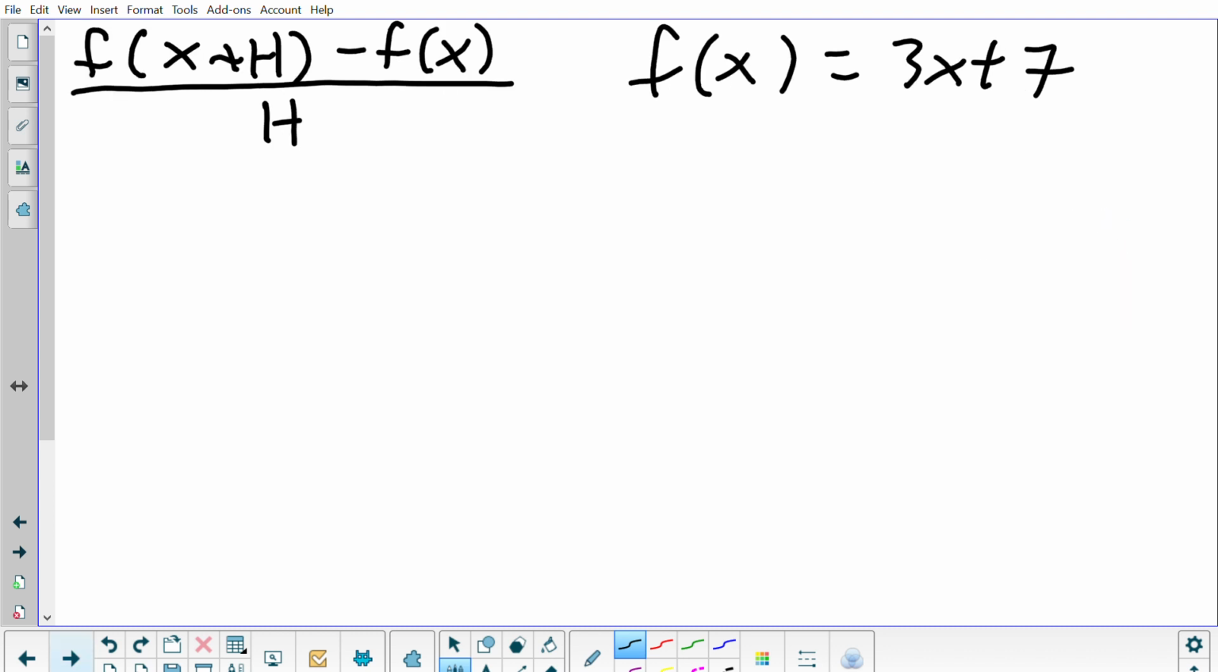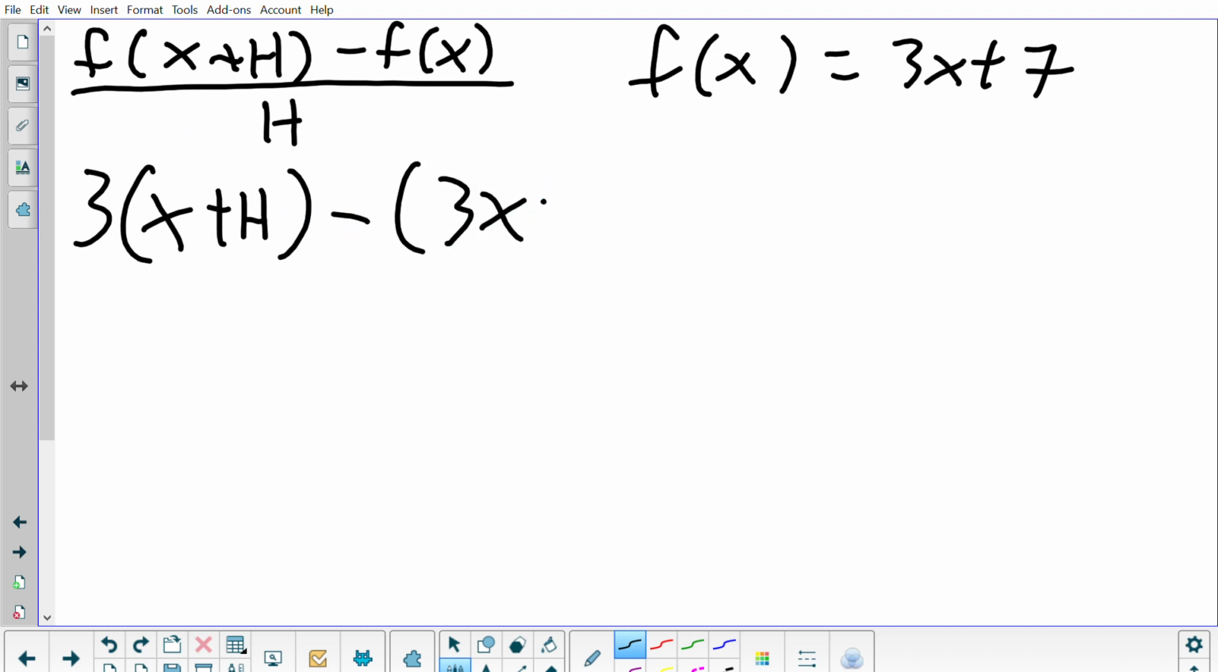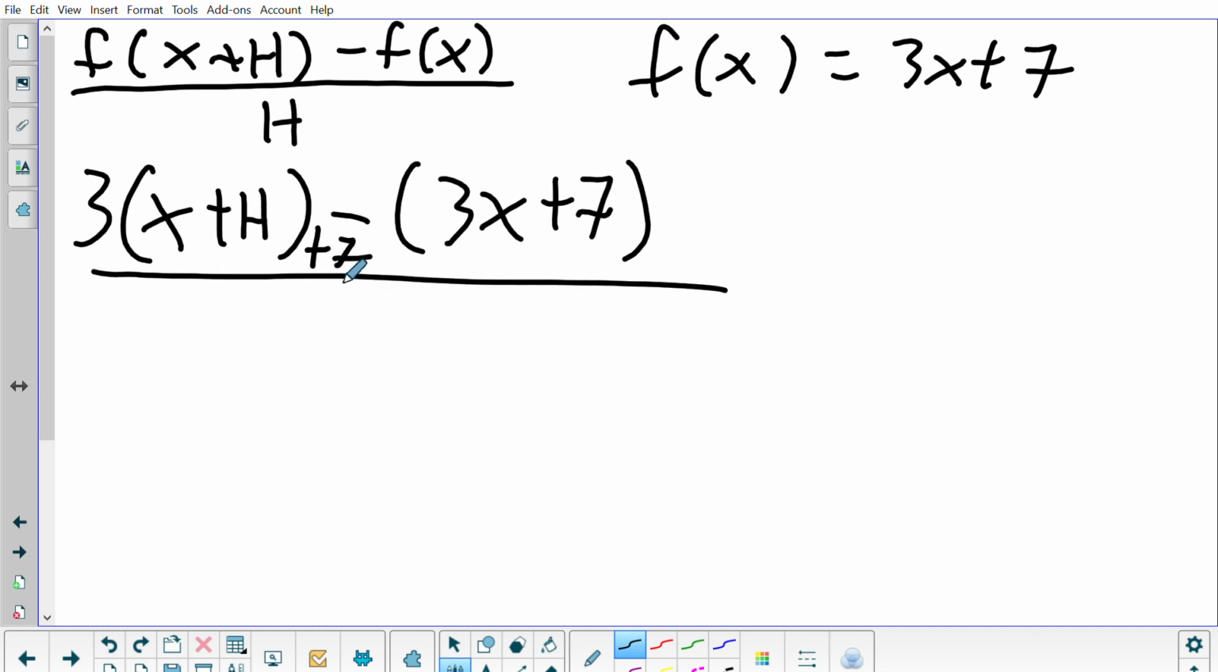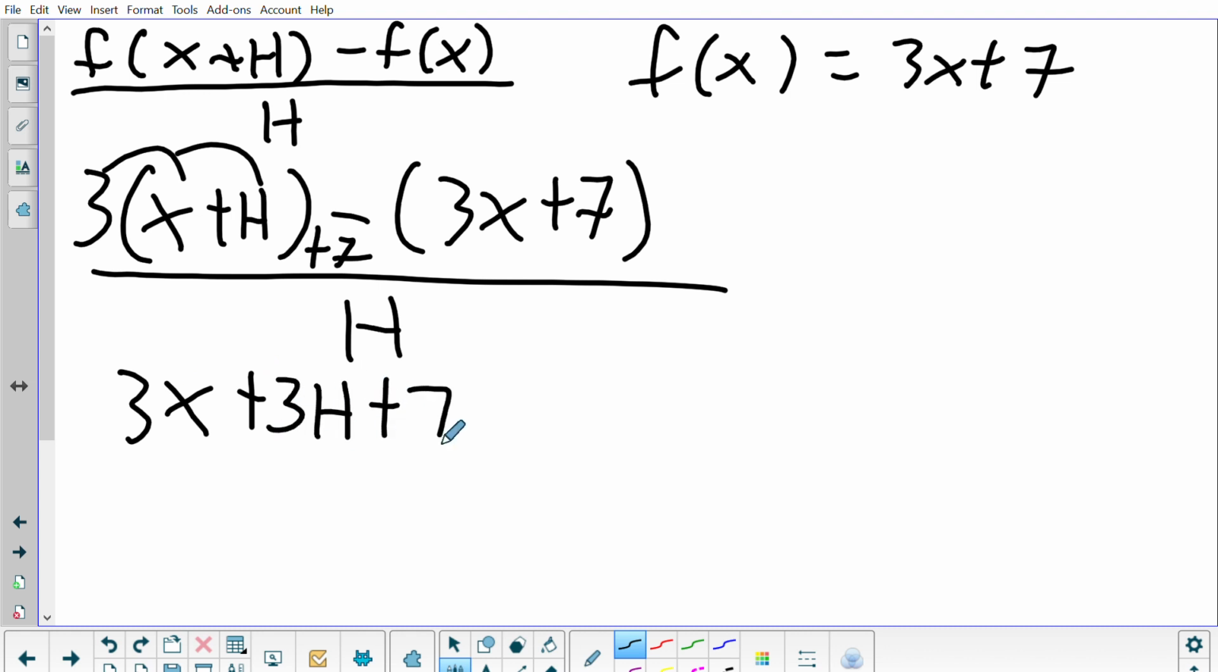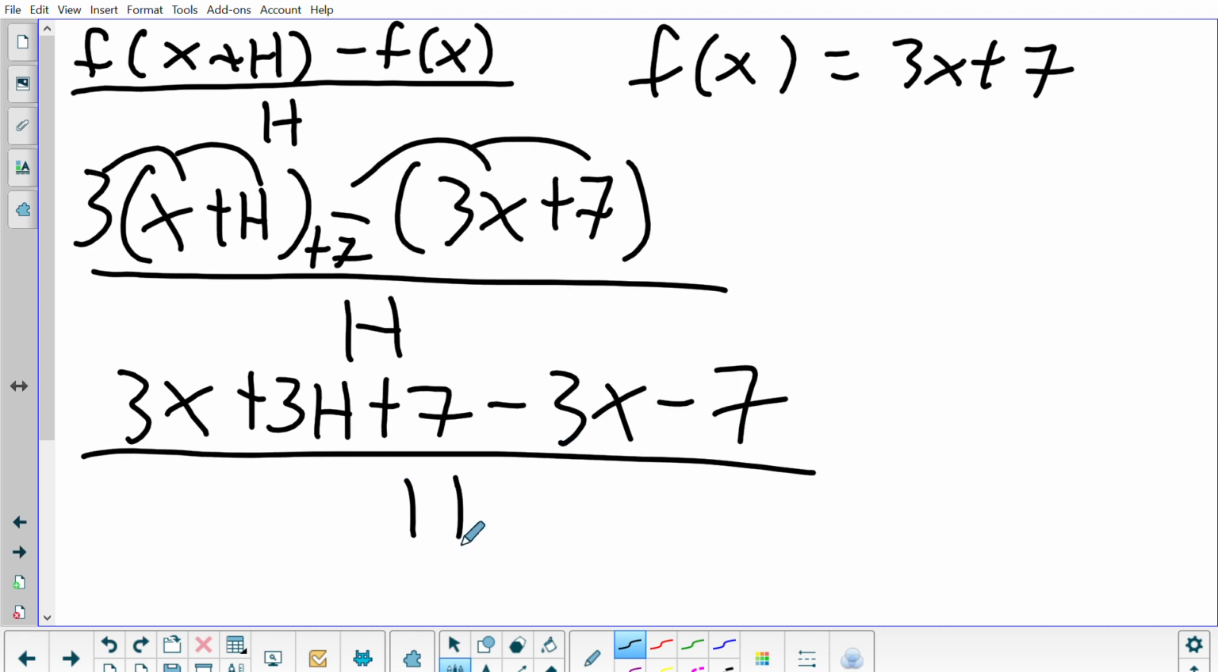So same problem, different f of x. So this says every time I see an x, replace it with x plus h, minus the original f of x, all over h. So I'm going to distribute, and I have 3x plus 3h plus 7, and then distribute that negative sign, minus 3x minus 7, all over h.